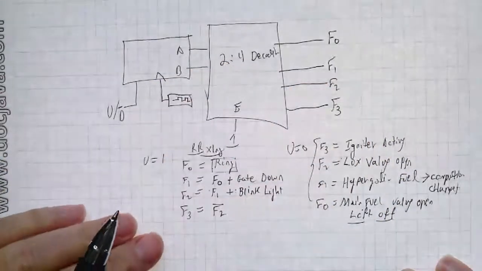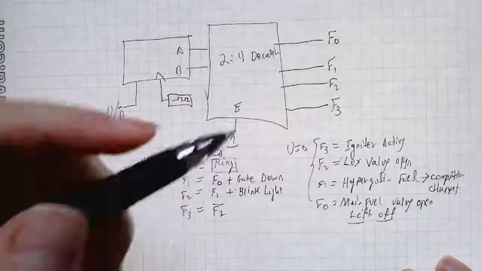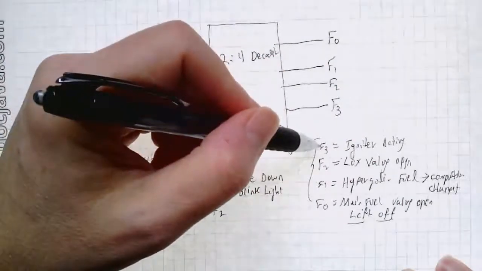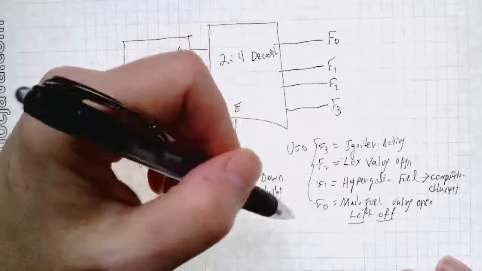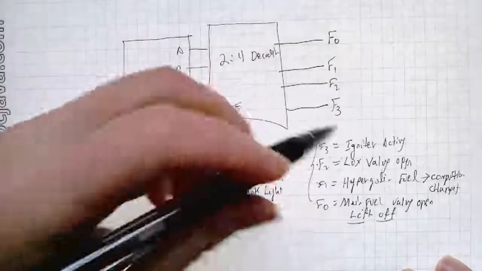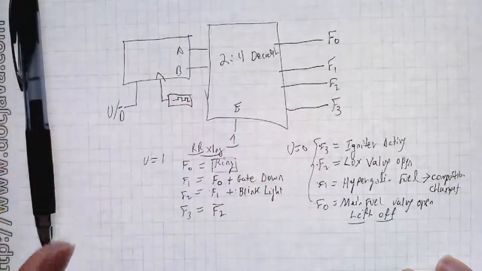Liftoff of the Saturn V rocket, ready to go to the moon. So ignition sequence started. 3, 2, 1, 0, blast off. Kapowie. And that's what you can do with a little finite state machine.